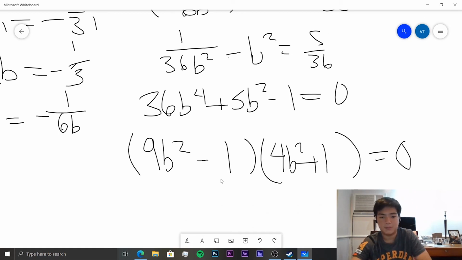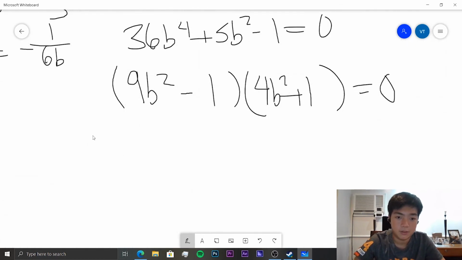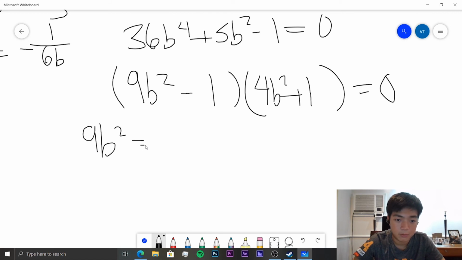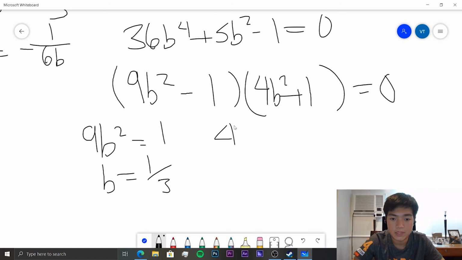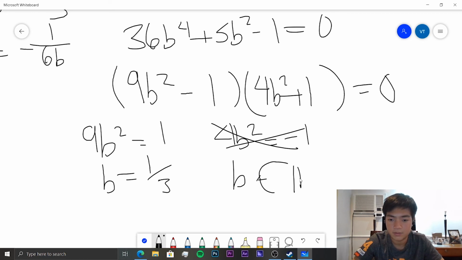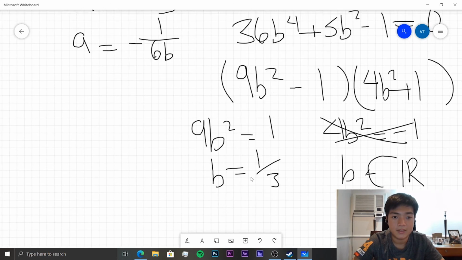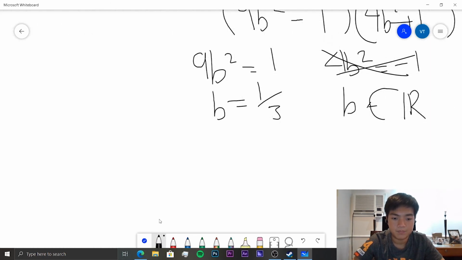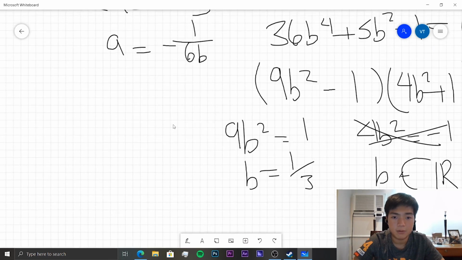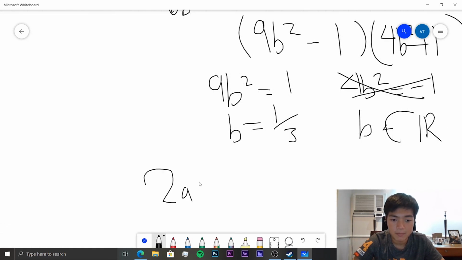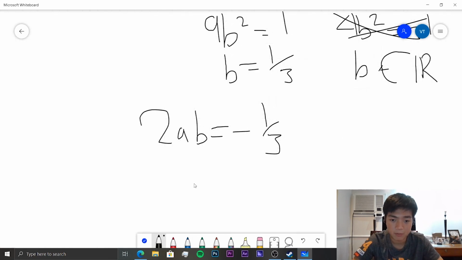So we have two possible options. We have one case where 9b squared equals 1, and therefore b equals 1/3. And another case where 4b squared is equal to negative 1, which is impossible, since b should be a real number. So if b is 1/3, then what is a? So we know that, well, what can we use? 2ab equals negative 1/3. So in this case, a must be negative 1/2, I believe.